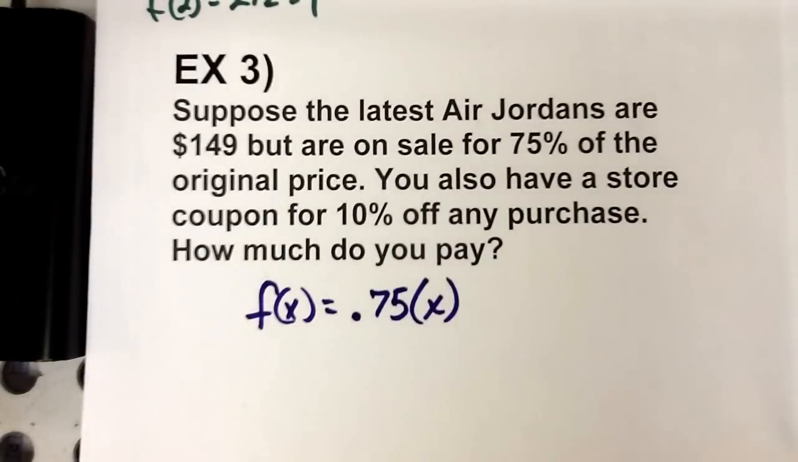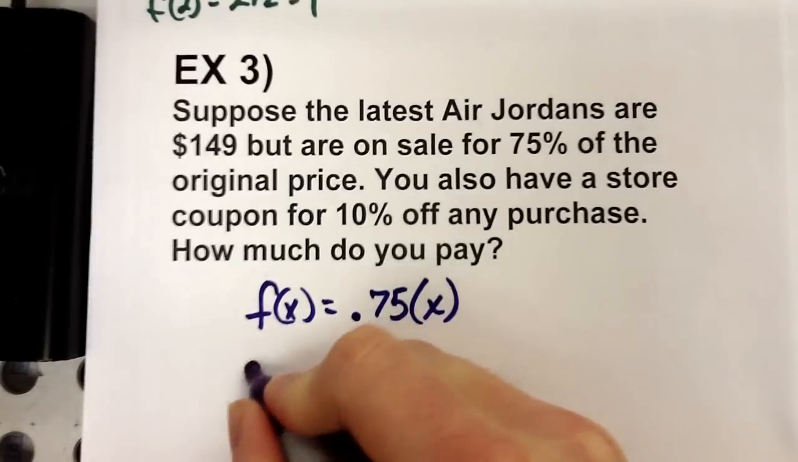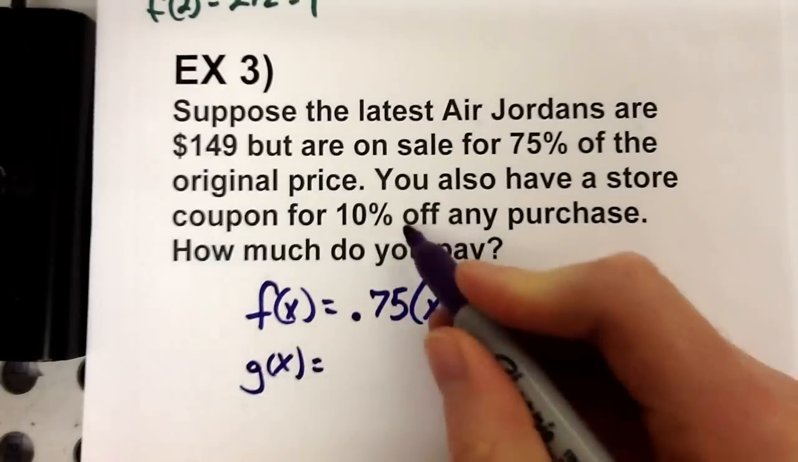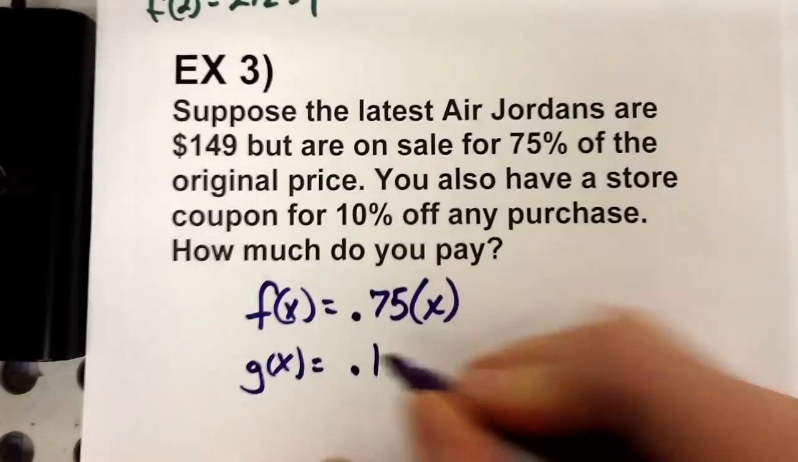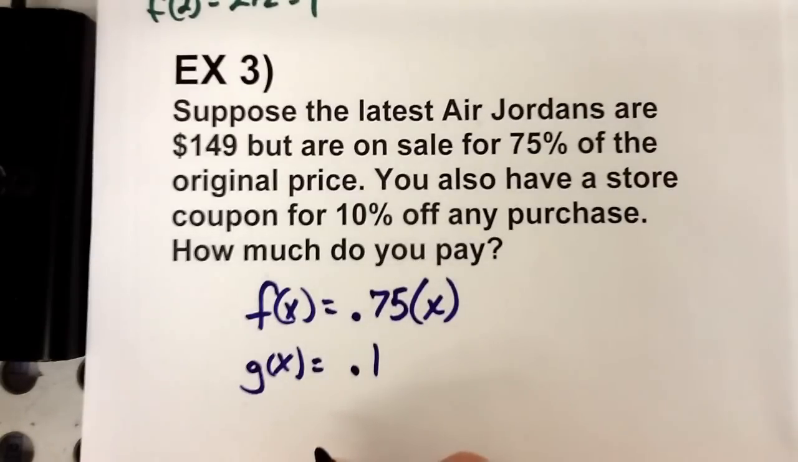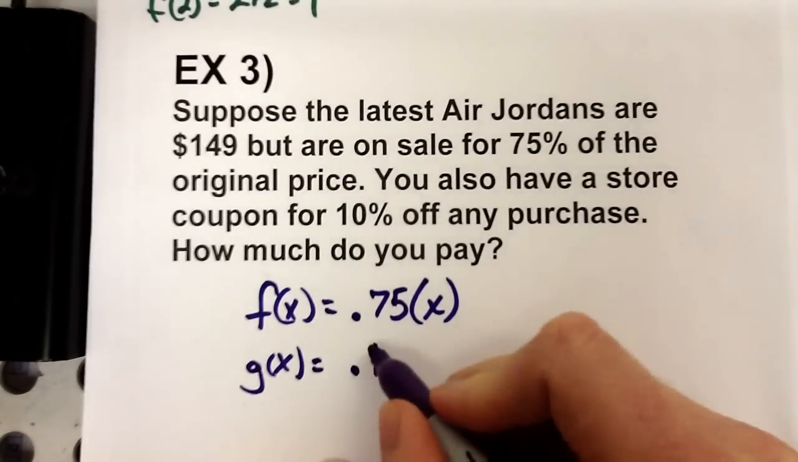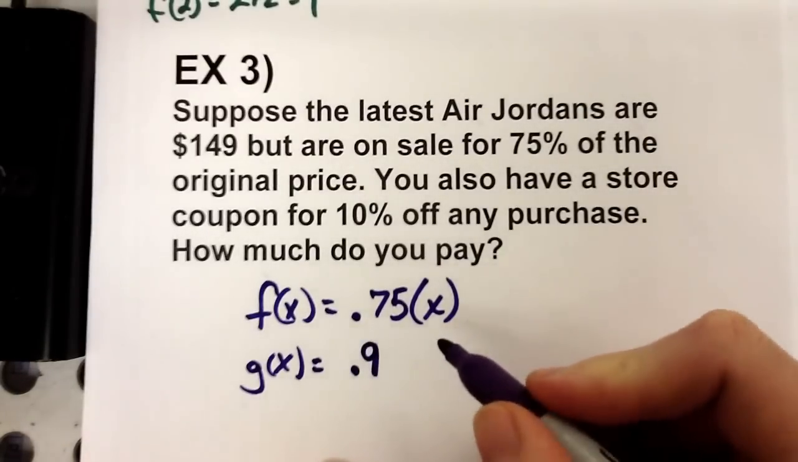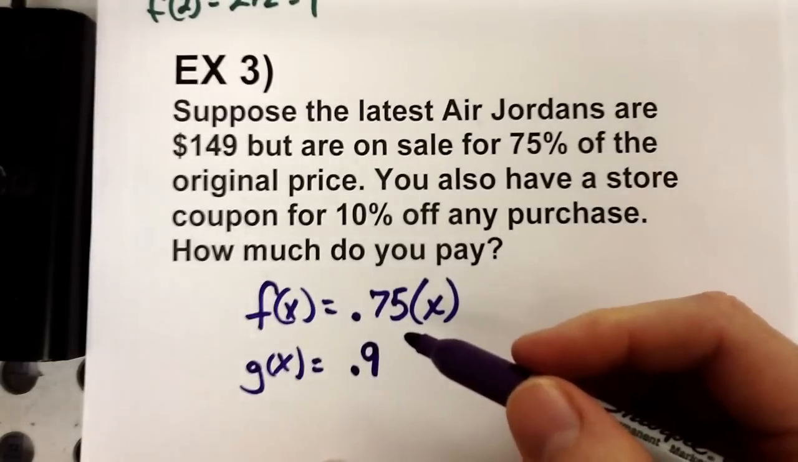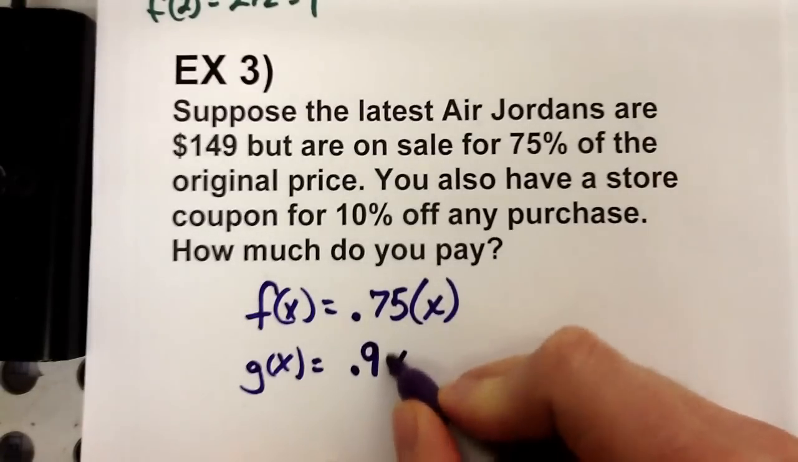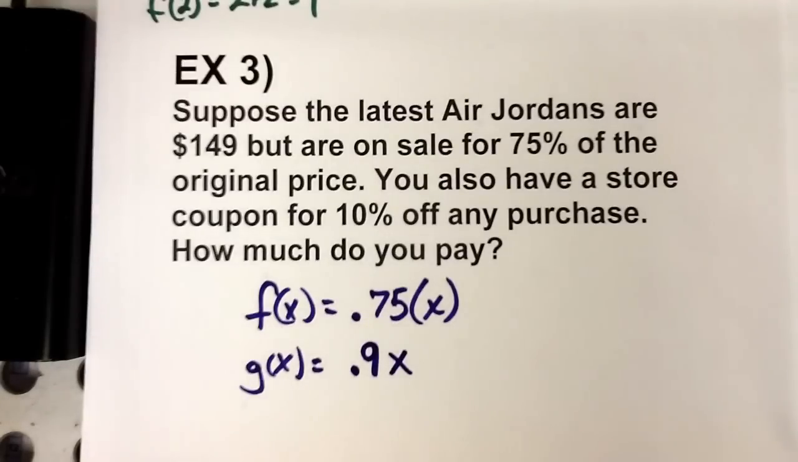Okay, and I want a second equation that will account for my 10% off coupon. Now, be careful here because 10% off doesn't mean 0.1 times the price. It's 0.9 or 90%. You're paying 90% of the price. You got 10% off, but you're still paying 90% of the price. So that'd be 0.9x.